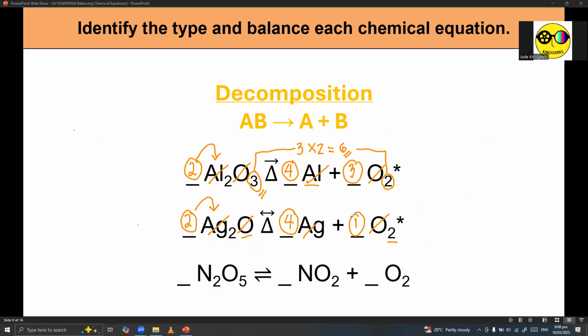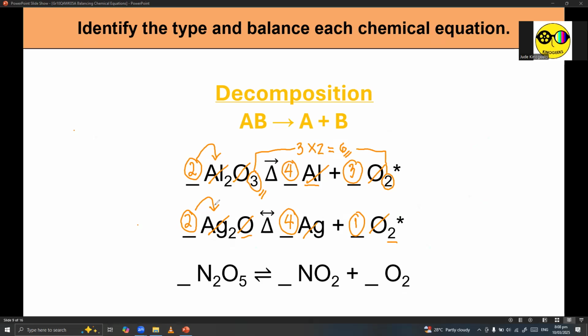Last, this is one of the most difficult, we're not yet on the boss level, no, but this is probably the most difficult equation to balance. Okay, so we have N2O5 decomposing to NO2 plus O2. Let's start with N2O5. So, ako, ayoko nang may nakikitang odd numbers.